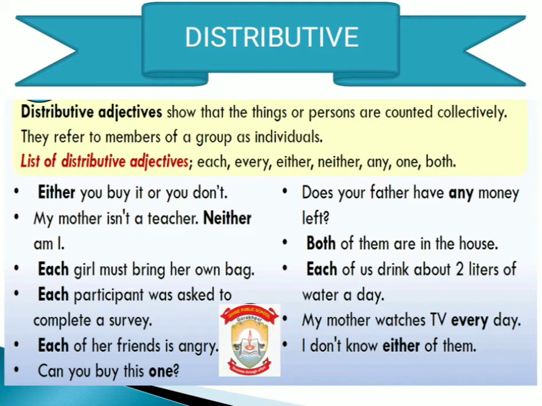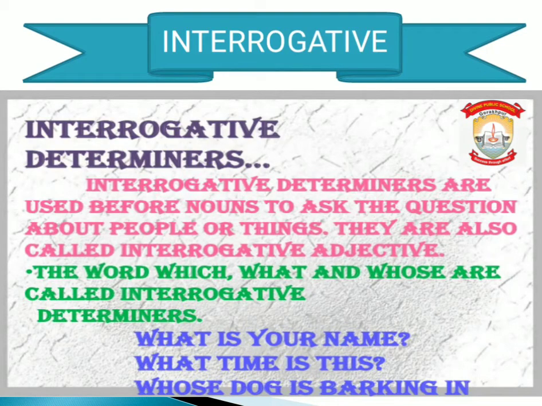If we go to our next one, it is called interrogative determiners. In easy language, interrogative determiners are also called interrogative adjectives. Interrogative determiners are used before nouns to ask questions related to the noun. The words are what, which, whose and all that. And the examples are: What's your name? What time is it? Whose dog is barking?